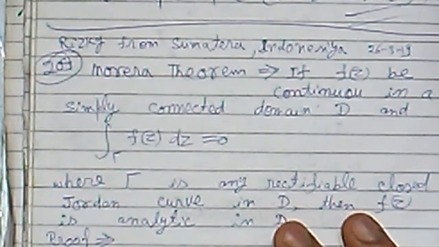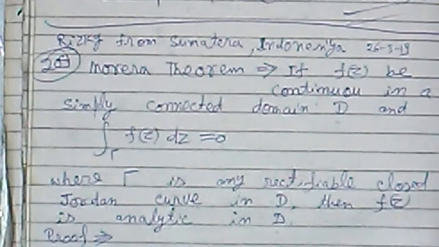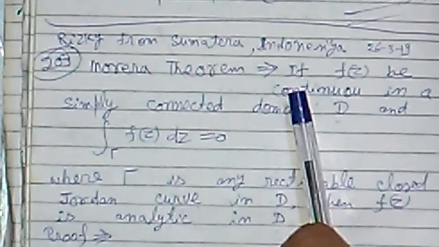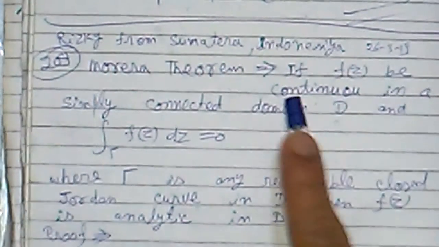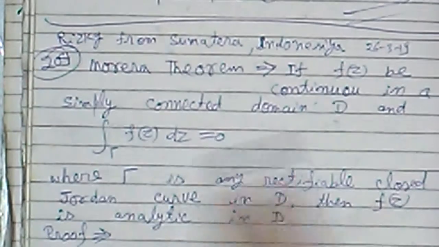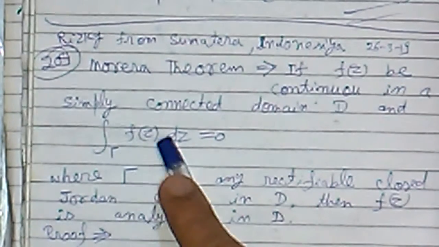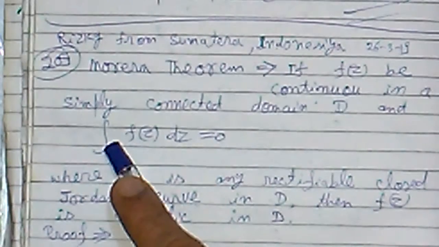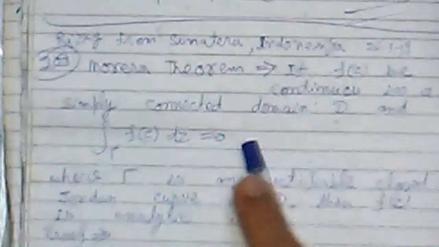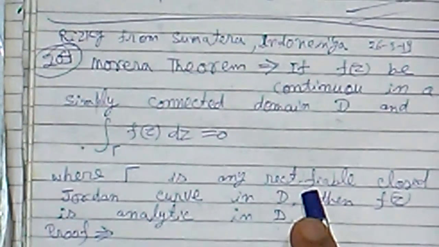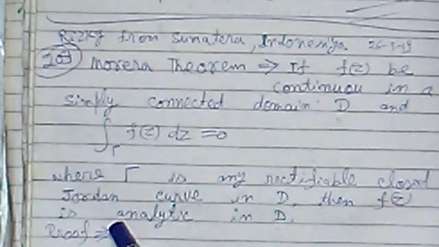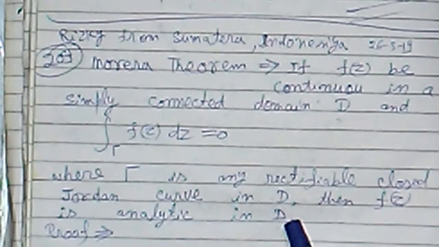This is a problem of complex analysis, and the theorem is Morera's Theorem. Its statement is: if f(z) is continuous in a simply connected domain D and the line integral of f(z) dz along a curve gamma is equal to 0, where gamma is a rectifiable closed Jordan curve in D, then f(z) is analytic in D.